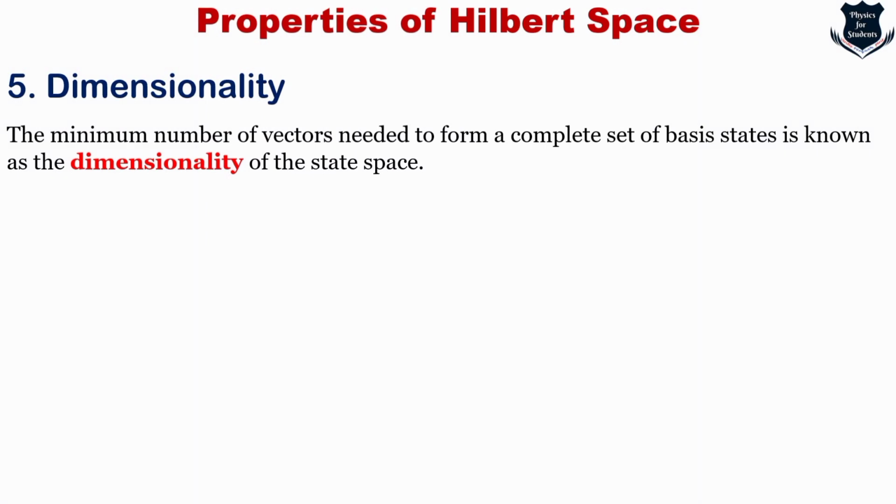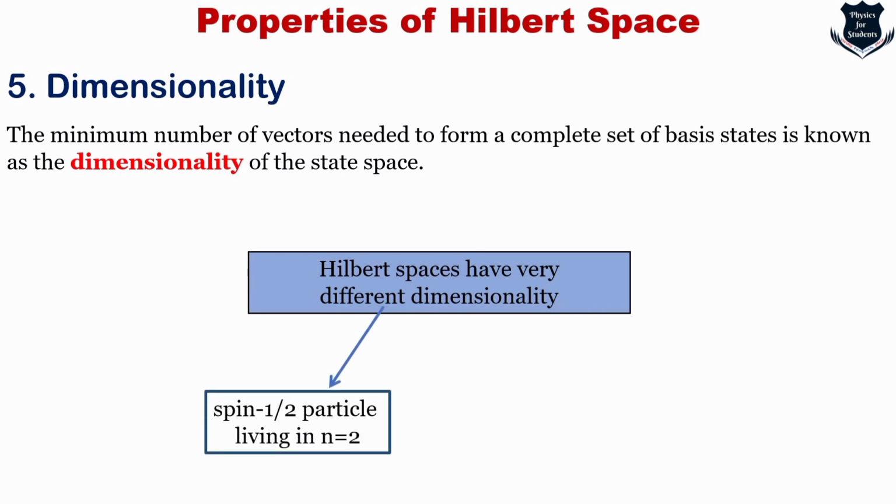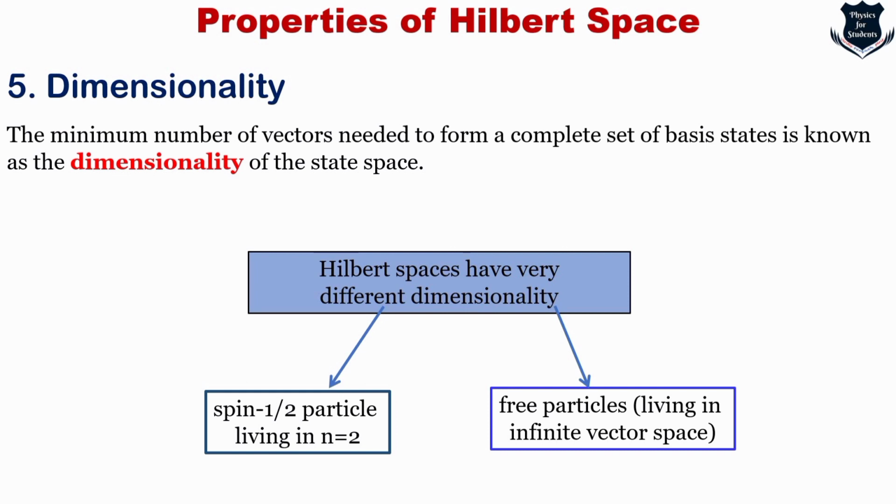Now this is something important. This is called dimensionality. Now what is that? The minimum number of vectors required to form a complete set of basis states is known as the dimensionality of the state space. Remember that in quantum mechanics we will encounter a lot of Hilbert spaces which have different types of dimensionality. Don't worry, this would require a separate video, but just to tell you, for example, the Hilbert space of a spin half particle lives in dimension 2. Free particles live in infinite vector space.